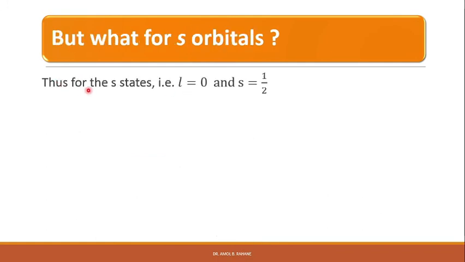For the s state, that is L equal to 0 and S equal to 1/2, we are considering one electron in the s orbital, where L is equal to 0. Since the s state, L equal to 0, can make no contribution to the vector sum, the only possible resultant is J equal to the S vector, which is equal to 1/2 root 3 for S equal to 1/2.